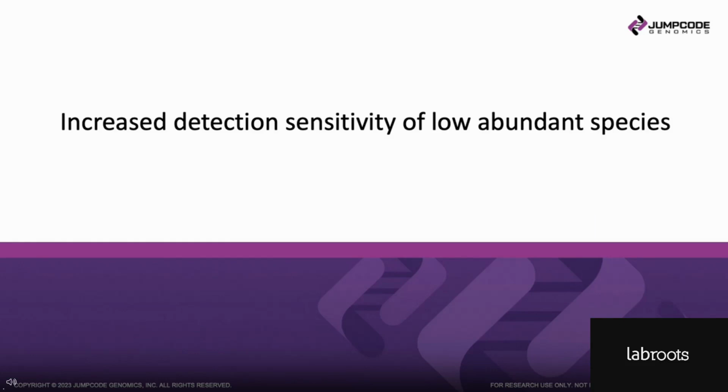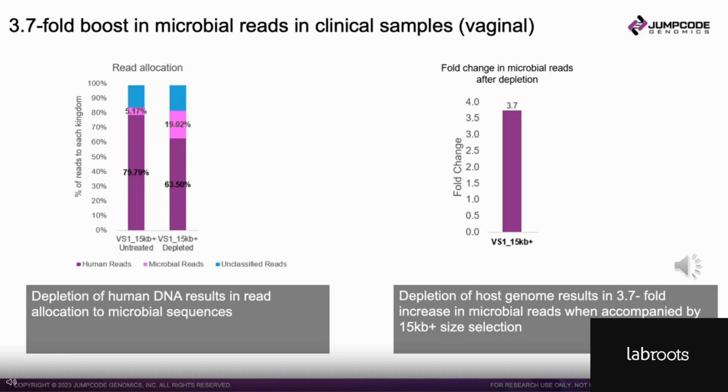Now, let's take a look at how using Jumpcode human DNA depletion kit to deplete human genome in saliva and vaginal samples have increased detection sensitivity for low abundant microbial species. Here, to the left is a bar graph showing read reallocation in untreated and Jumpcode human DNA depletion kit treated vaginal samples. For the bar graph to the left, the y-axis represents the number of reads allocated to each kingdom, while the x-axis represents the different samples.